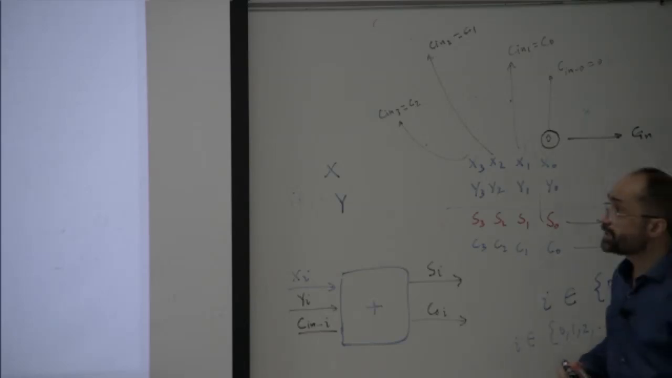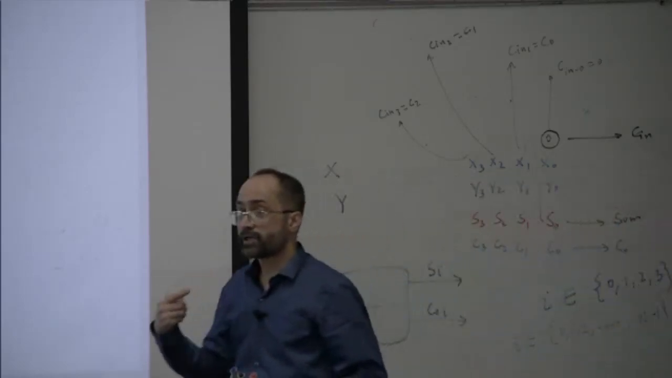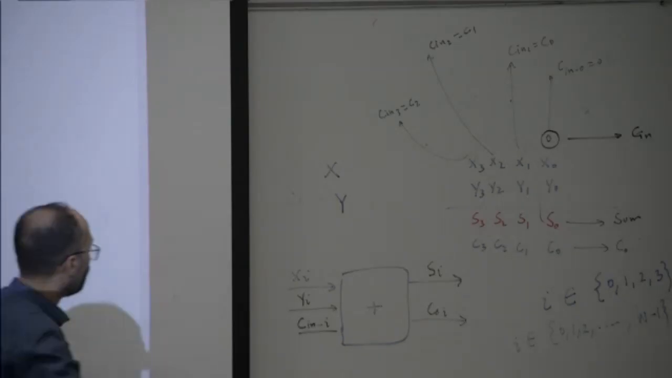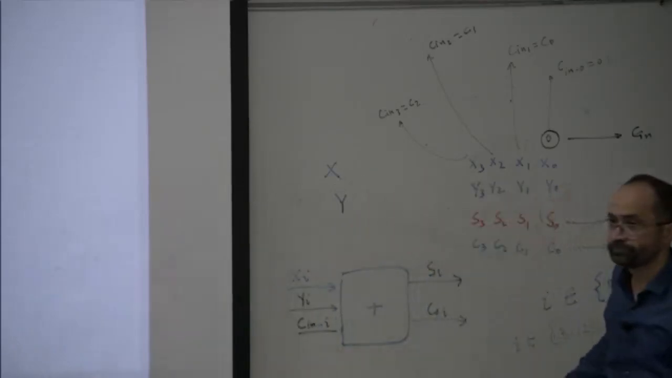Okay, so now what is our objective in this class? Our objective is to perform a single bit addition. Any question? Proceed. Okay, now we have inputs x and y. We call these xi, yi, and Cin i.